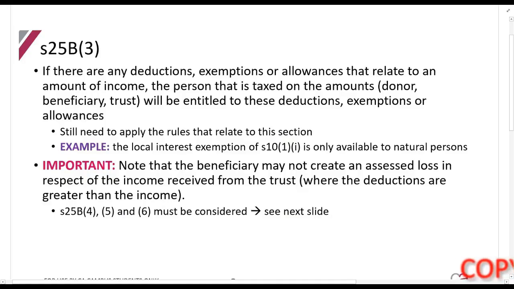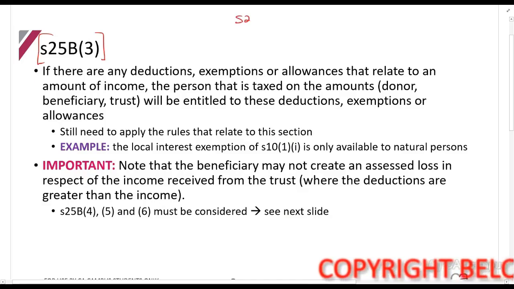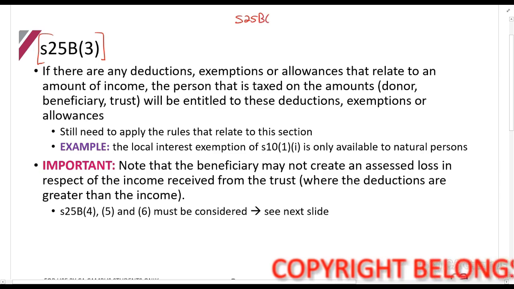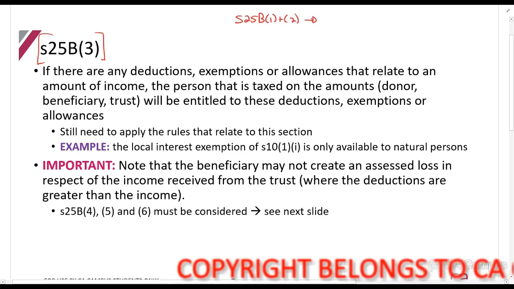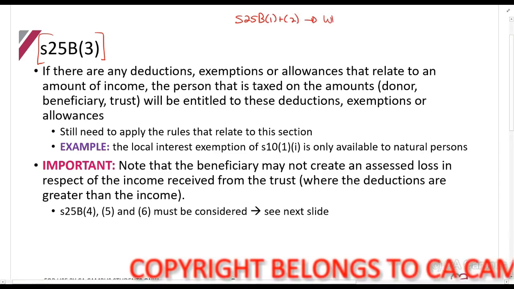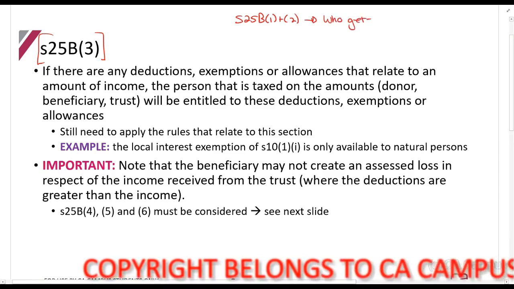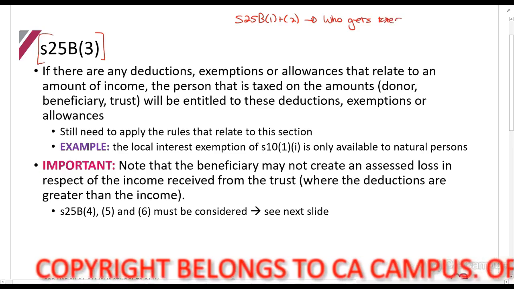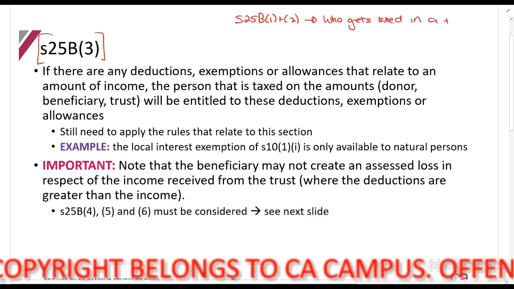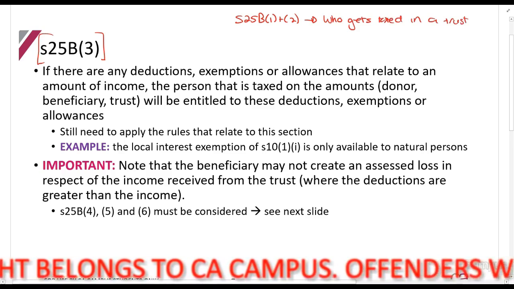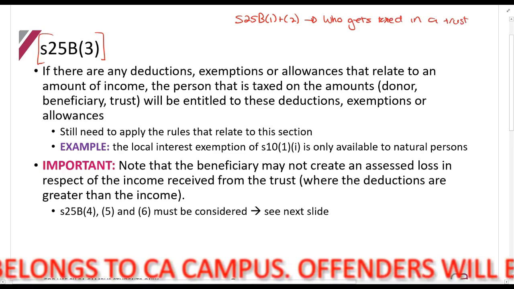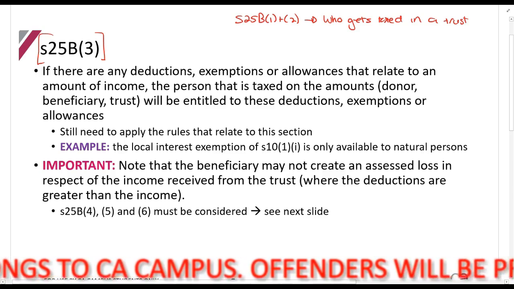We are now looking at section 25B3. So remember, section 25B1 plus 2, these are the sections that tell us who gets taxed in a trust. That's where they tell you, if you are the beneficiary, you'll be taxed on it. If you have a vested right to something, you'll be taxed on it. If no one has a vested right, the trust will be taxed on it.